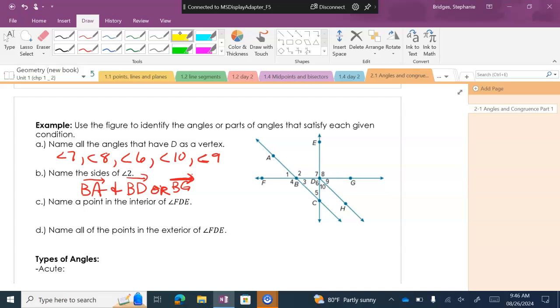Okay, FDE. Remember, D is the vertex. So this is what I do when I'm looking for an angle. I'm going to find F first, then I'm going to go to D, and then I'm going to find E, and I'm highlighting it so you can see it up on my board. Does everybody see that that is angle FDE right here? Does everybody agree with me? What point is on the interior of that? A.